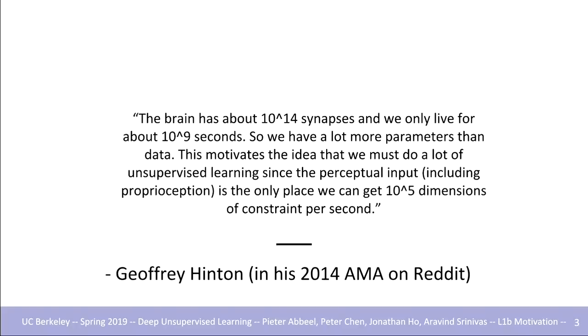So why do this? Well, here's one quote from Geoff Hinton. The brain has about 10 to the 14 synapses, and if we only live for about 10 to the 9 seconds, then we have a lot more parameters than data. This motivates the idea that we must do a lot of unsupervised learning, since the perceptual input, including proprioception, is the only place we can get 10 to the 5 dimensions of constraint per second. So essentially, 10 to the 14 over 10 to the 9 is 10 to the 5, that's how many constraints we want to get per second to be learning at the full capacity of our brain. So that's one possible reason.